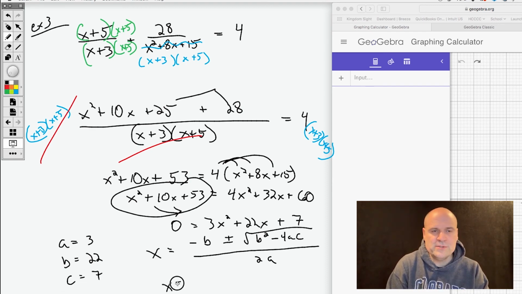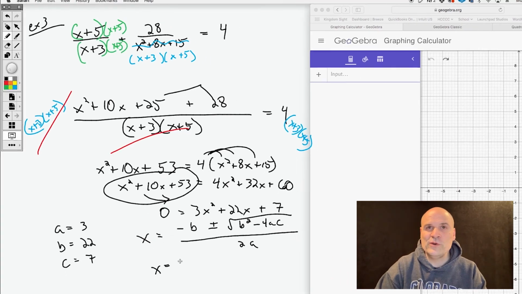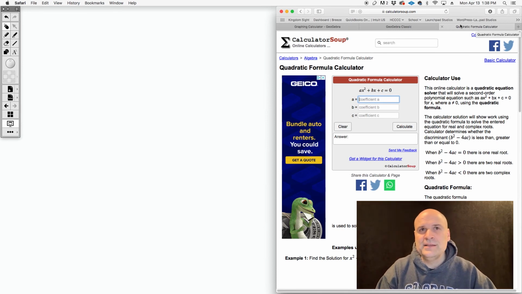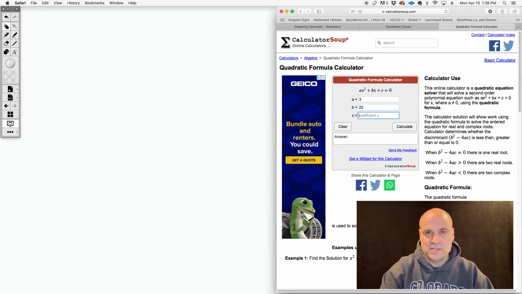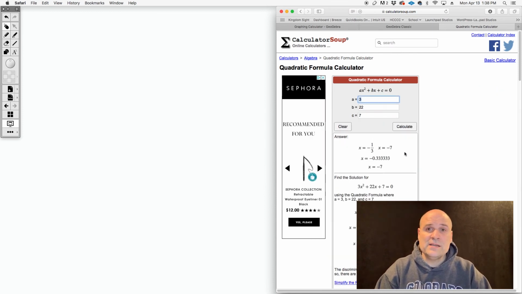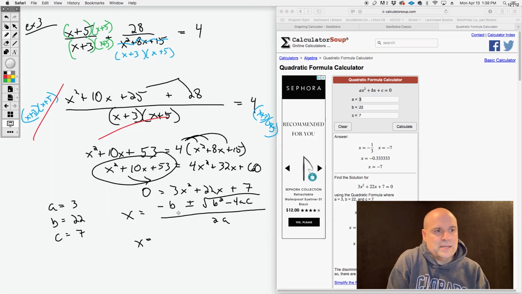Or you can use a handy dandy quadratic formula calculator. So I just found this, it's calculatorsoup.com. I'll leave a link in the details here, but it's nice because it gives you just a quadratic formula calculator. So I'm just going to plug in my a, which is 3, my b, which is 22, and my c, which is 7, and it's working. And I get x equals negative 1/3 and negative 7. Okay, so x equals negative 1/3 and negative 7.